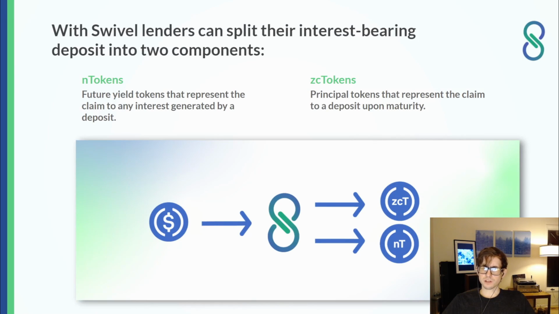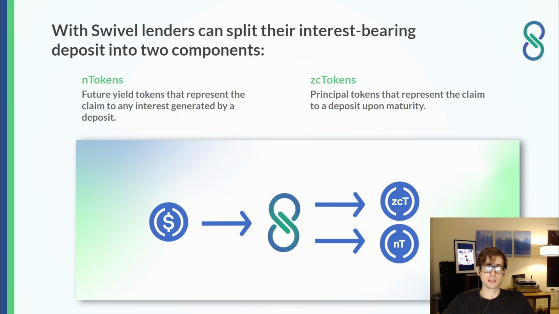So Swivel was actually the first to implement this sort of design, but at this point, Swivel is now one of a few protocols that allow a user to deposit an underlying token like USDC and receive two component tokens in return. The first being a yield-bearing token that actually represents the claim to any interest generated. We call these N tokens. And the second actually represents the claim to the deposit upon maturity one-to-one. And we call these ZC tokens because they are something sort of like a zero coupon.